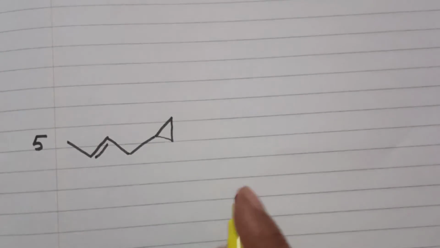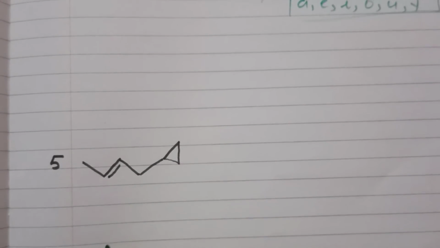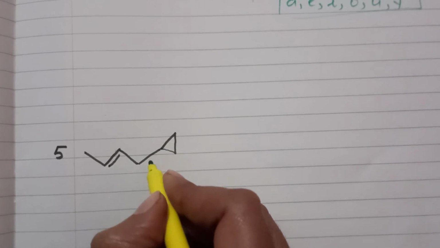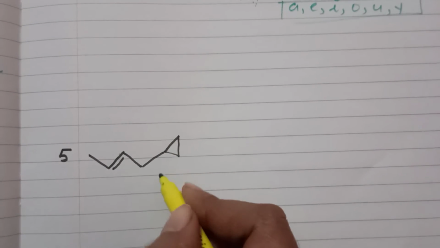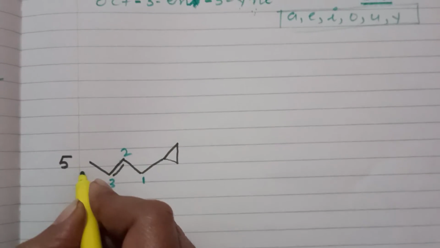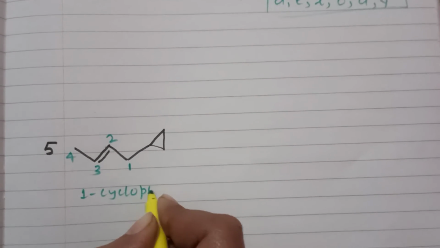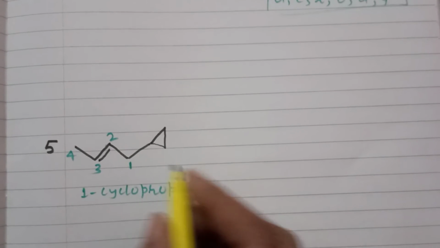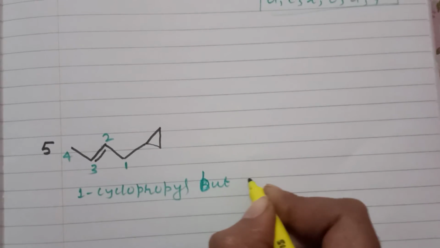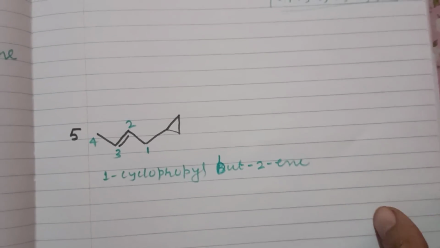Okay, let us number this compound. This is a cyclopropyl group, and this one is a chain. So we have to number this one. Cyclopropyl has only 3 carbon atoms, so I will start from here. 1, 2, 3, 4. Okay, 1-cyclopropyl, 4 carbon but-2-ene. Okay, this will be the name of this compound.